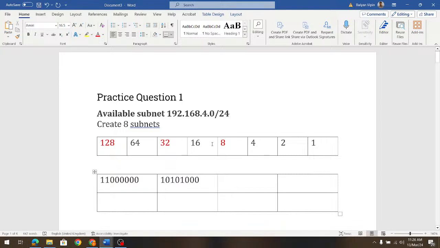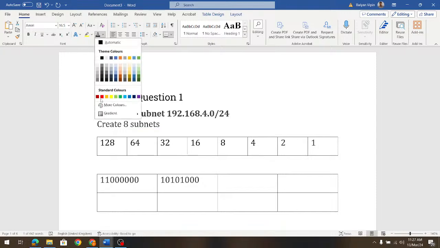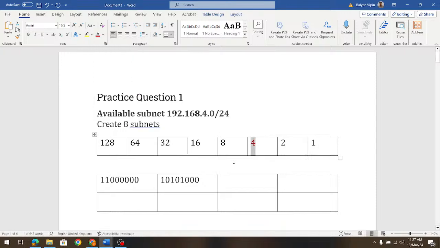Okay, then again we have 4 here. This 4 is 1, and the remaining bits are zeros. So it's basically 5 zeros. This is your IP address with respect to the bits, and the last octet is all zeros.